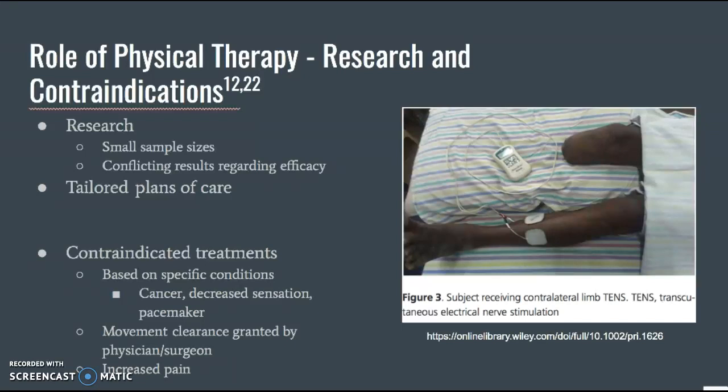In addition to specific patient contraindications, movement of the residual limb must be cleared by the physician or surgeon before initiating exercises. And lastly, if the patient reports an increase in pain, intervention should be discontinued.